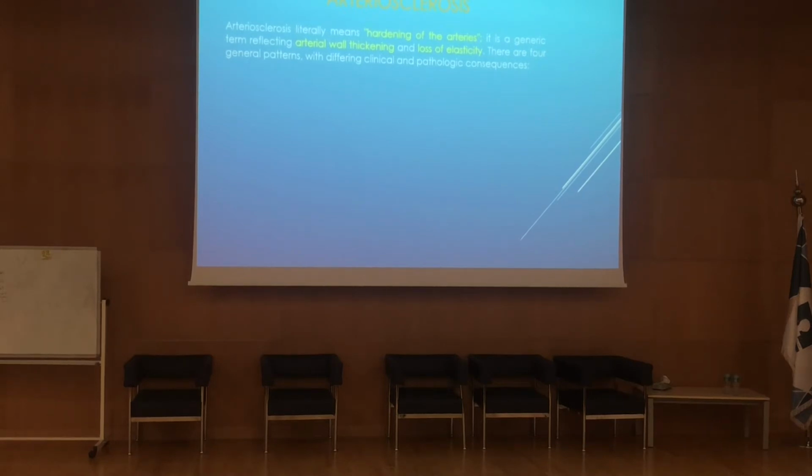So there are 4 different clinical or general patterns, and we will see them one by one. One is arteriolosclerosis. So there is a difference. This is arteriosclerosis. This is arteriolosclerosis. It means we are talking about a small artery, the arteriole. We are talking about arterioles. So if it is sclerosis of the arteriole, the smallest one, we call it arteriolosclerosis.